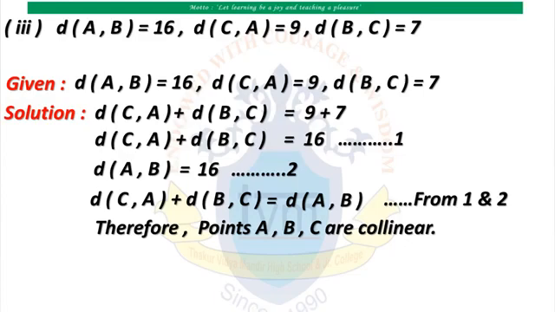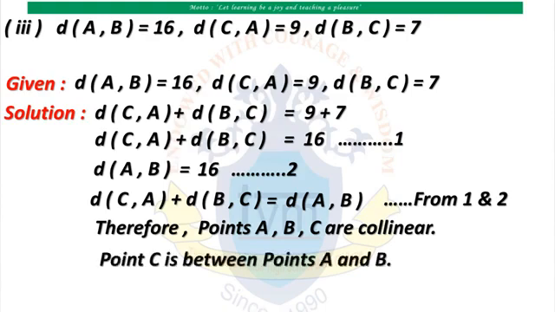Now these 3 points are collinear. Now we need to check among these 3 points which point lies between the other two. That we will get with the help of those two smaller distances. What were those two smaller distances? 9 and 7. Look over here, distance CA and distance BC both contain one common letter, that is C, and that common letter will lie between the other two. It means point C lies between A and B.